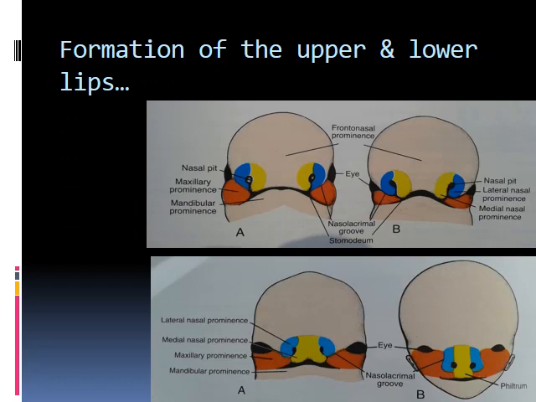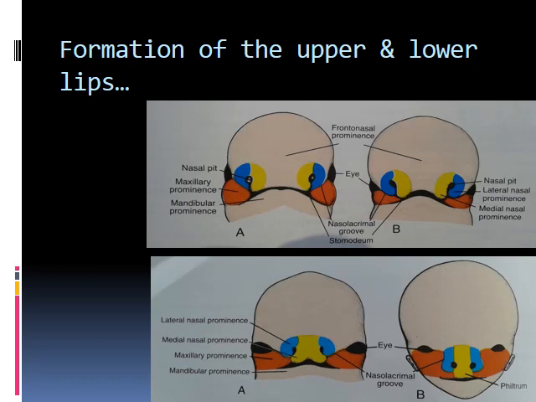Now let us see how the lips of the embryo will be formed. So we have already learned that the philtrum part of the upper lip is formed by fusion of the medial nasal processes. The lateral part of the upper lip on either side, as you can see in the picture, is formed by the maxillary process. That means the maxillary process from both sides will come and fuse with the philtrum part of the upper lip, which is formed by fusion of the medial nasal processes, to complete the formation of the upper lip.